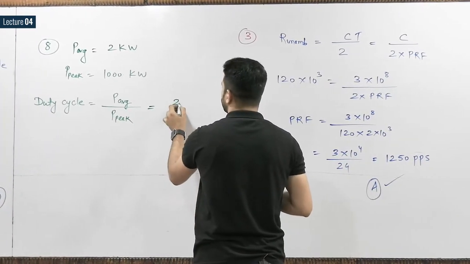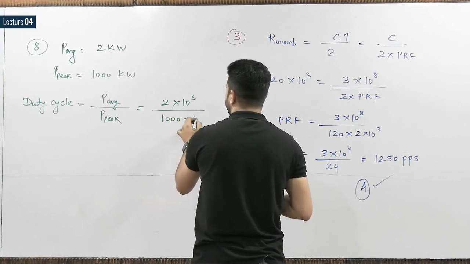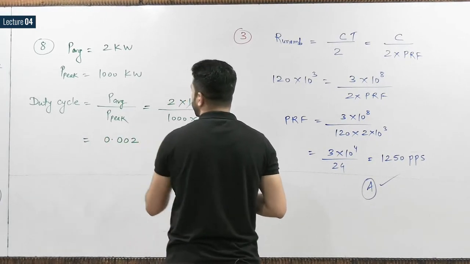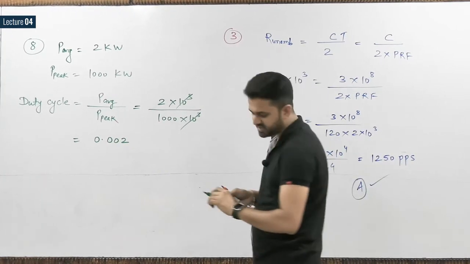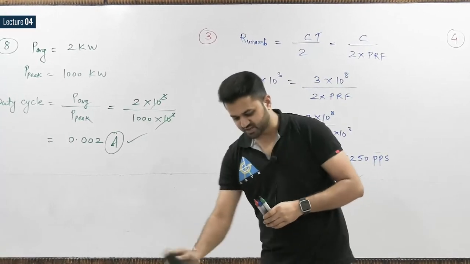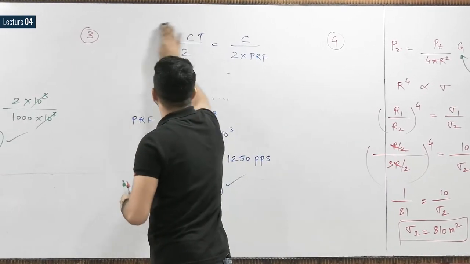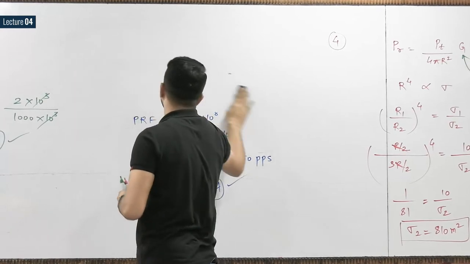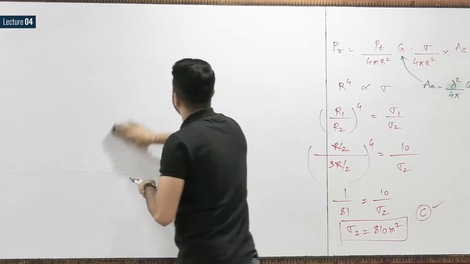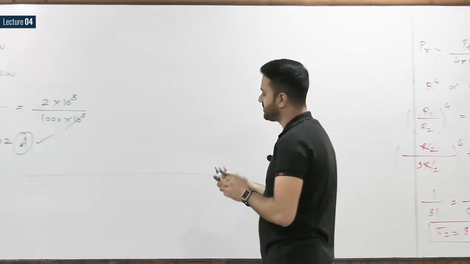So average power is 2 kilowatt, so 2 into 10 to the power 3, and the peak power is 1000 kilowatt, so 1000 into 10 to the power 3. It means this 10 to the power 3 and 10 to the power 3 will get cancelled, so we will get 0.002. So according to the options, the correct answer would be option A, 0.002. So you have to be careful while selecting the option because there are two options in which 0.002 and 0.02 are given. Sometimes we make the mistake in a hurry and select the wrong option because both are very similar. So you have to carefully observe each option and then mark it.